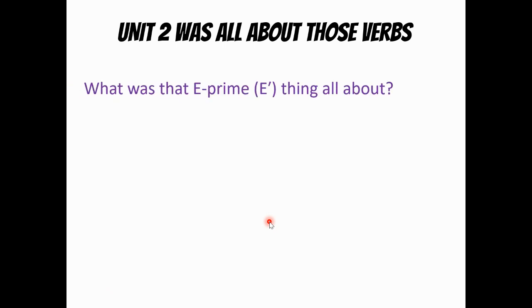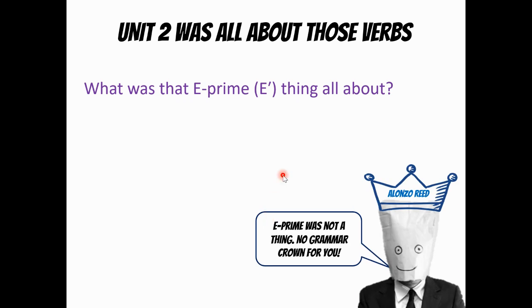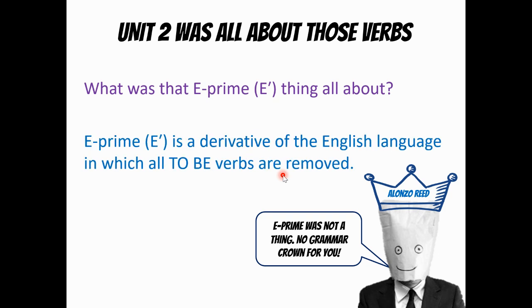E prime, so the question is going to come up like, what is this E prime thing all about? And so first off, E prime is not a thing, right? So you get no grammar crown for using that ridiculous phrase. Remember, the E prime, though, is a derivative. It's a variation of the English language in which all to be verbs are removed. Right? We got rid of all to be verbs. And that's why we have E prime, because it makes our writing more specific, sharper. It avoids false absolutes. There's all kinds of reasons why we might want to use E prime.